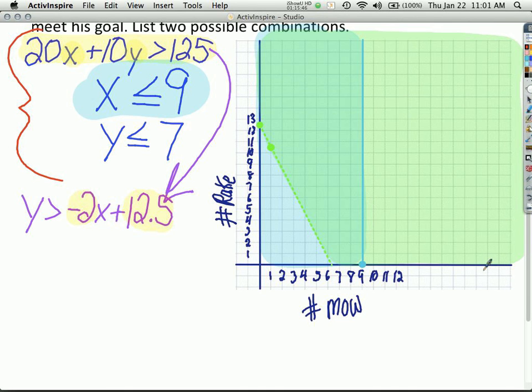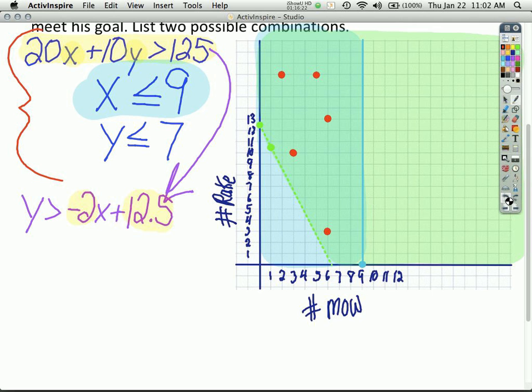Everything that was green constituted a combination that would earn him more than $125. But now this restriction means that only points in here, this point right there, and that point right there, that one there, and that one there, and this one down here, and that one there, all of those points will earn him $125, but will also make it so that he is mowing 9 times or less. So he can make more than $125 mowing 9 times or less.